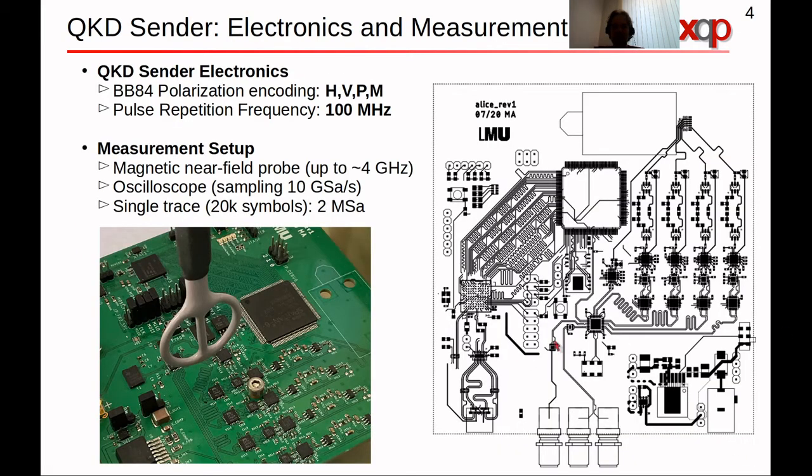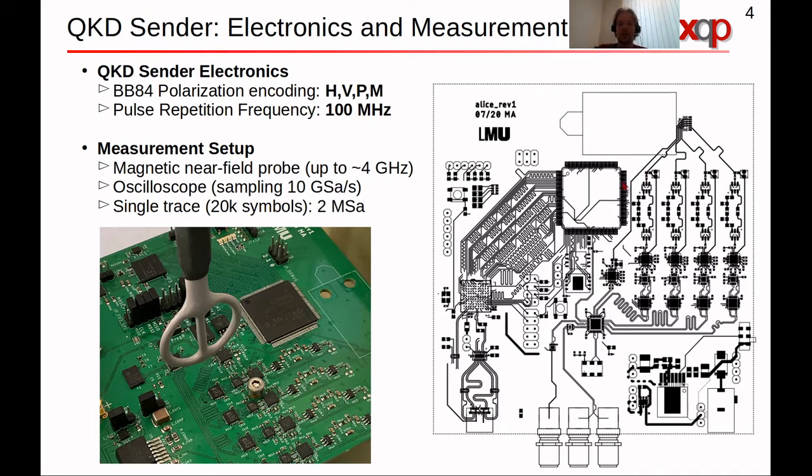Our quantum key distribution sender module is controlled by an FPGA, which is used to drive 4 identical pulse generation lines, which create short electrical pulses, which are in turn used to drive 4 different VCSELs that create the 4 different polarization states, horizontal, vertical, plus and minus 45 degrees, that we use for the BB84 protocol. And the pulses are created at 100 megahertz repetition frequency, which is also the clock frequency of the electrical circuit.